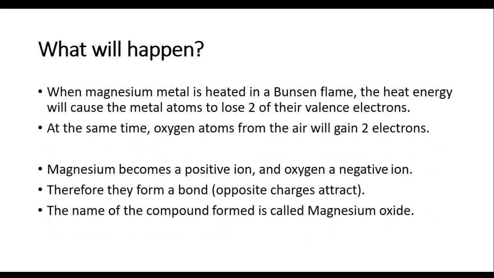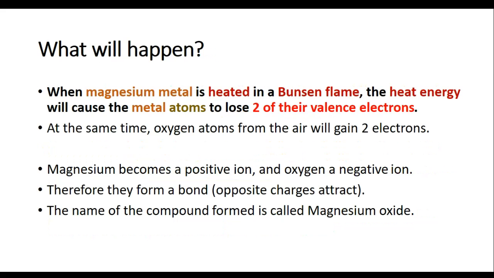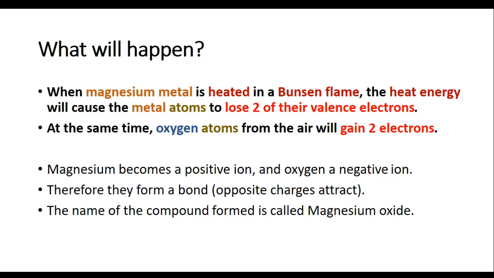So today we are going to look at magnesium reacting with oxygen. When magnesium metal is heated in a Bunsen flame, the heat energy causes the metal atoms to lose 2 of their valence electrons. It's the heat energy that gives the metal the prompt to lose its electrons. At the same time, oxygen atoms from the air, so the oxygen is in the air, will then gain those 2 electrons from the magnesium.